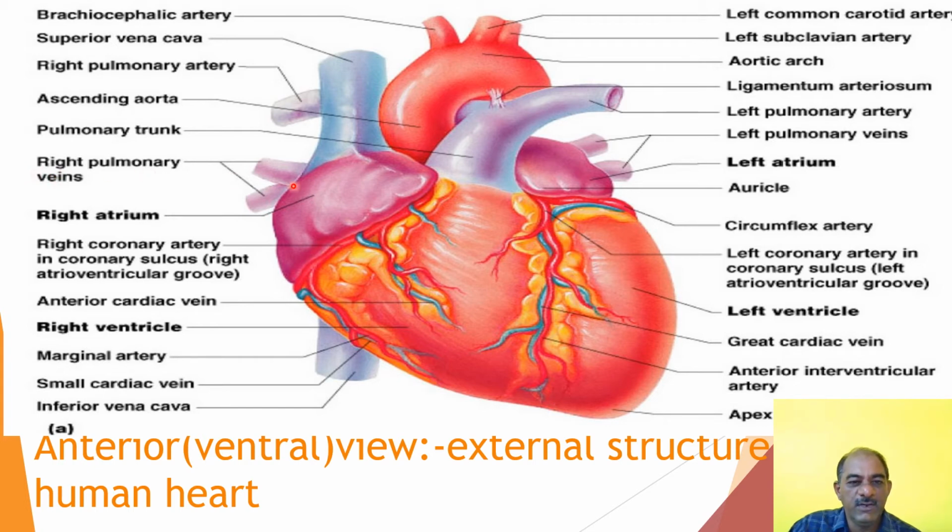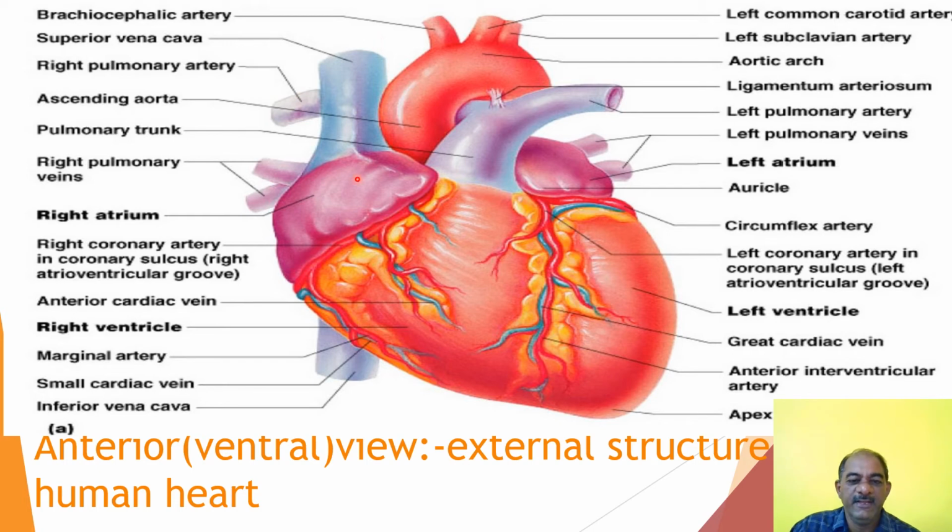These right pulmonary veins are present, and these right pulmonary veins carry pure blood. This left pulmonary vein carries pure blood. This left pulmonary artery carries impure blood, and right pulmonary artery carries impure blood.